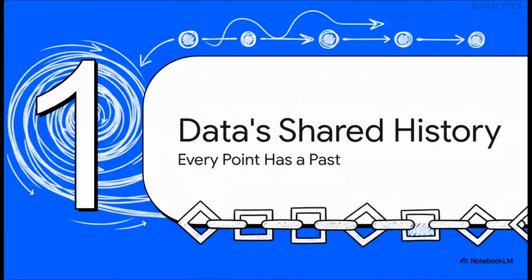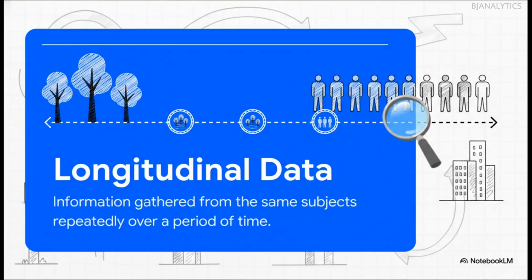So, how in the world do we analyze that story? Well, first, we've got to understand the nature of the data itself. We're dealing with information where every single data point has a past, a shared history with all the ones that came before it. This is what we call longitudinal data. And it's pretty much what it sounds like. It's information we gather from the exact same subjects, the same people, the same companies, or the same trees, over and over again across time. Every single measurement is just another frame in that time-lapse video we were talking about.